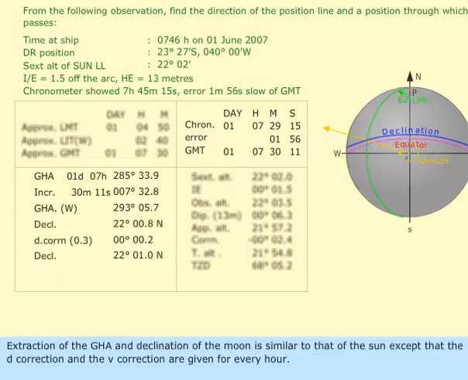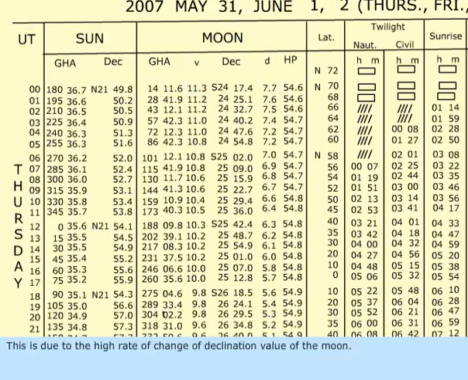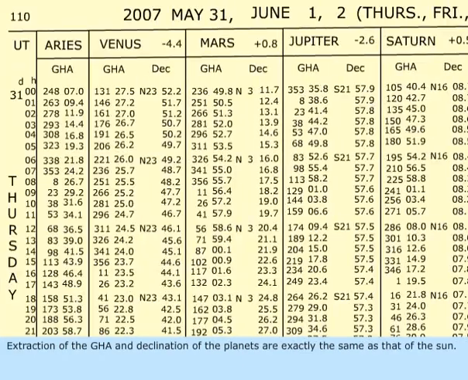Extraction of the GHA and declination of the Moon is similar to that of the Sun, except that the D correction and the V correction are given for every hour. This is due to the high rate of change of the declination of the Moon. Extraction of the GHA and declination of the planets is exactly the same as that of the Sun.